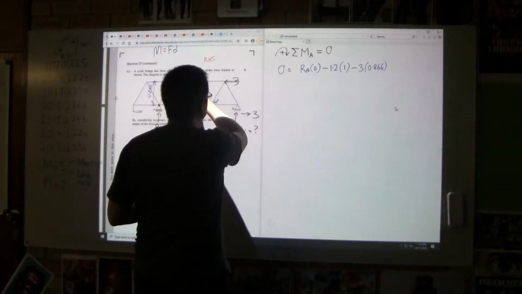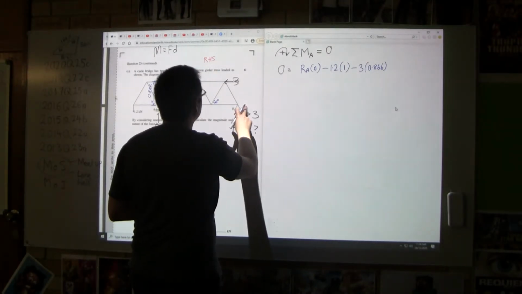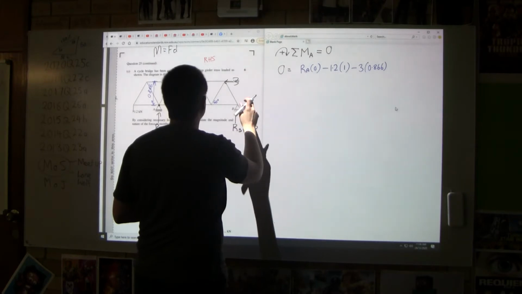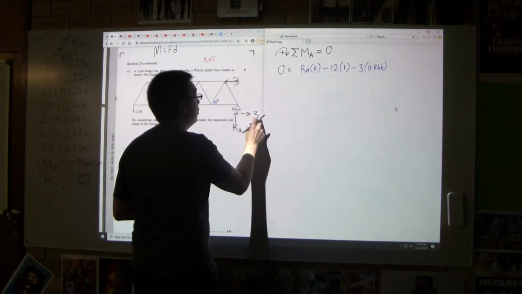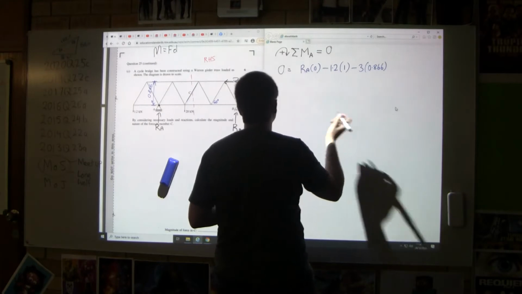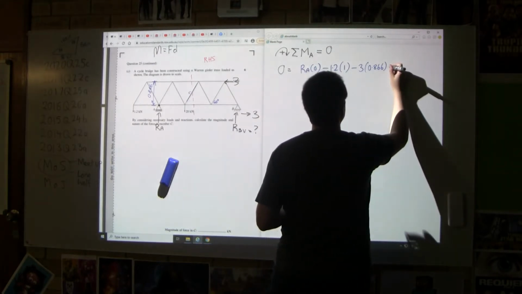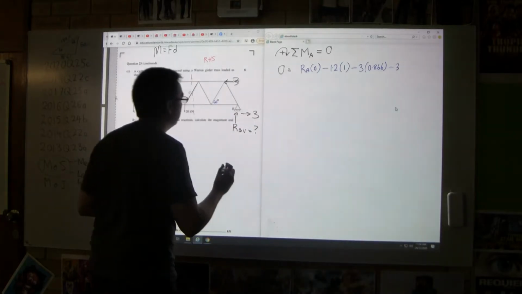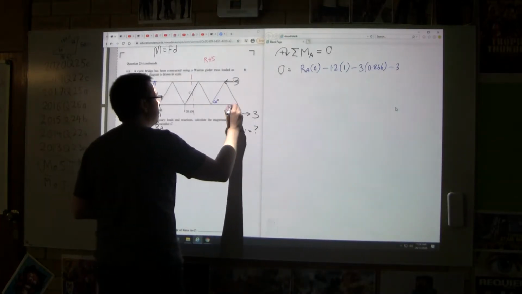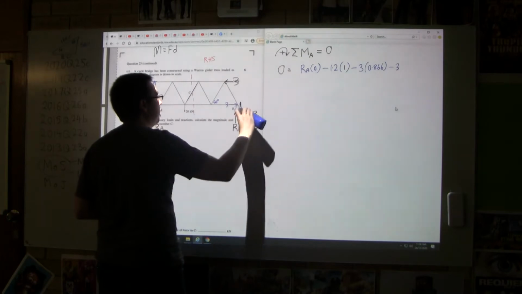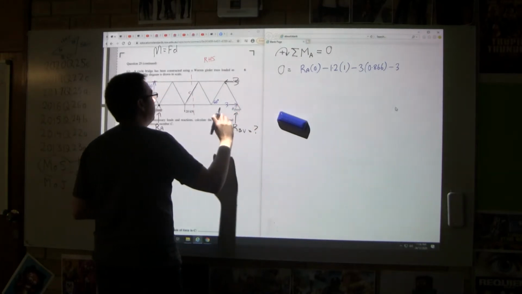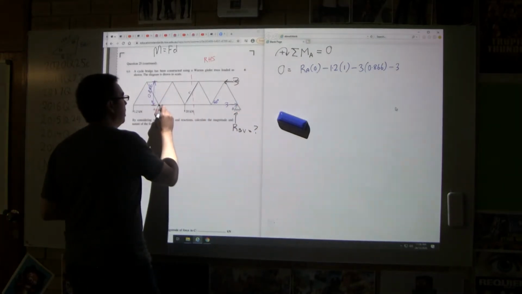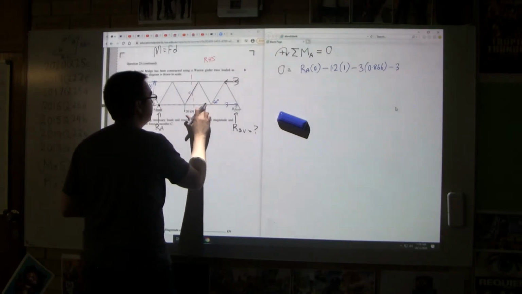The next force, as we keep going around, is this force here, which we've already identified, RBH, which we've called 3. So I'm going to write 3, but that 3 is actually happening up here. And because it's happening up here, its perpendicular distance is 0.